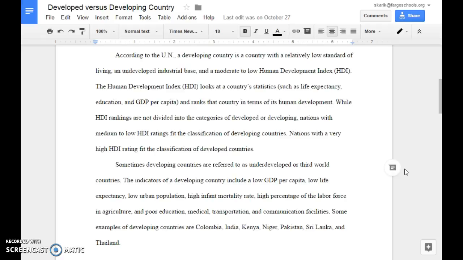The indicators of a developing country include a low GDP per capita, low life expectancy, low urban population, high infant mortality rate, high percentage of the labor force in agriculture, and poor education, medical, transportation, and communication facilities. Some examples of developing countries are Colombia, India, Kenya, Niger, Pakistan, Sri Lanka, and Thailand.